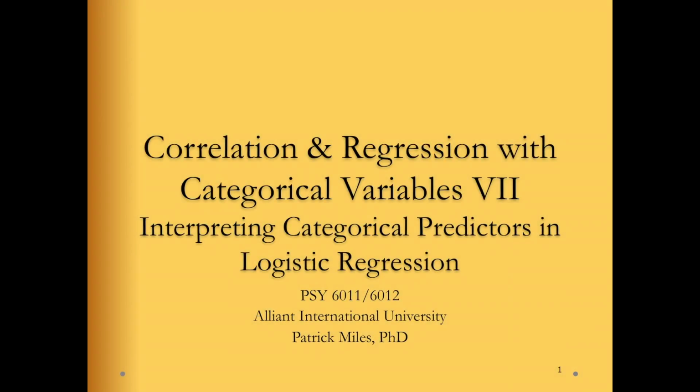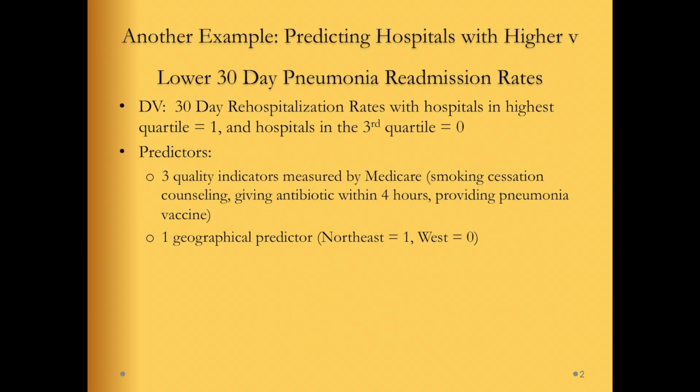Hello. This presentation continues our discussion of correlation and regression involving categorical variables and focuses on how to interpret findings in logistic regression when categorical predictors are in the model. Let's learn more about logistic regression using the Medicare data set to create a model to predict hospitals that are the poorest performing on 30-day rehospitalization rates for pneumonia.